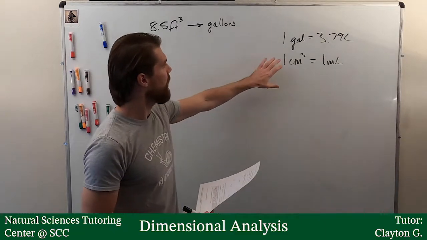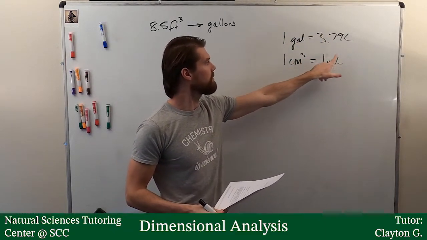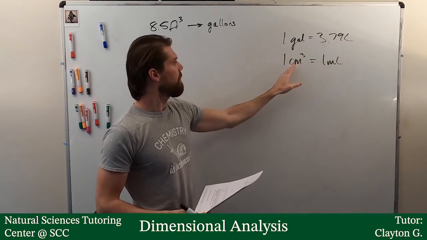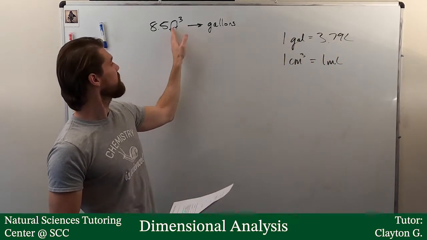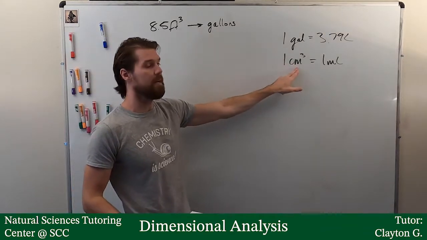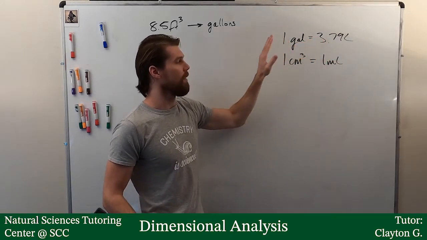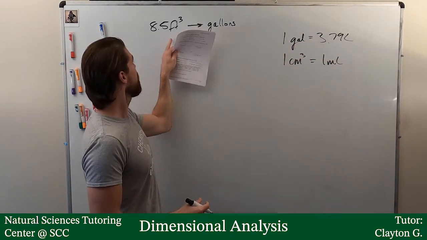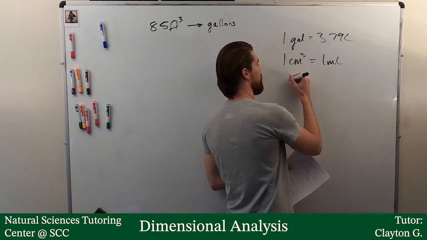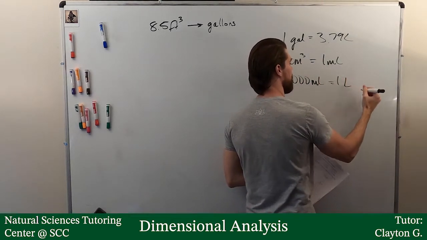Okay, so here I can already start to see a little bit of a plan. Milliliter to liter, centimeter cubed, kind of looks like feet cubed. It's a distance cubed. So if I can get from feet to centimeters, then I can get to milliliter to liter to gallon. Okay, so now I know that I will need 1,000 milliliters equals 1 liter.